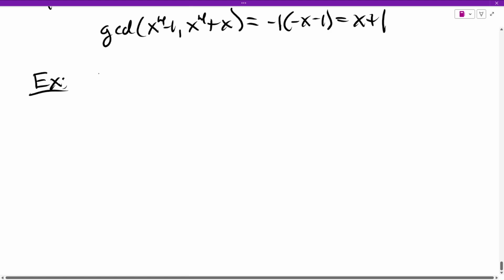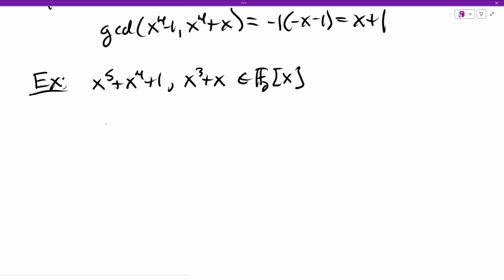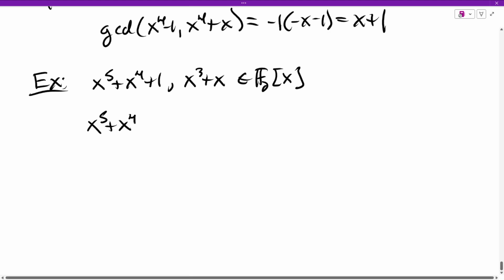So let's look at the polynomials x to the fifth plus x to the fourth plus 1 and x cubed plus x, viewed as polynomials over the finite field of order 2. All right, so the rule is we carry out this repeated division. We divide x cubed plus x into x to the fifth plus x to the fourth plus 1. We've done this already once, and we got this expression.